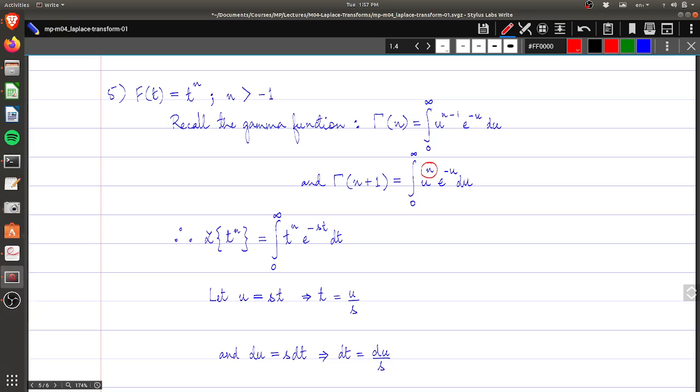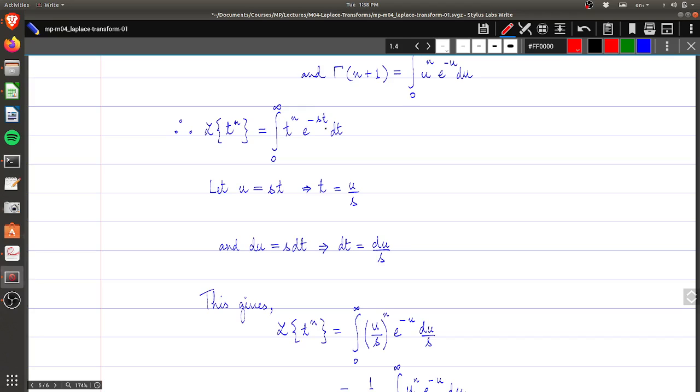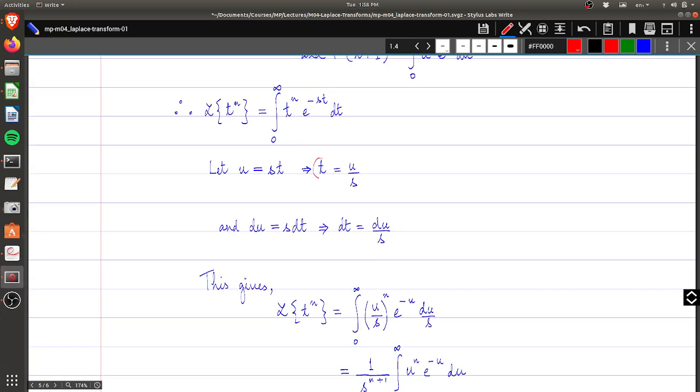Now I would like to find the Laplace transform. We'll keep this result aside. Now I would like to find the Laplace transform of t to the power n. Just apply the formula: the Laplace transform is the integral of t to the power n e to the power minus st dt. Now I'll make a substitution. Let u equal st. I define a new variable u, and that u is equal to st. Then if u is equal to st, t is equal to u by s. If I differentiate, du is equal to s dt, which means dt is equal to du by s.